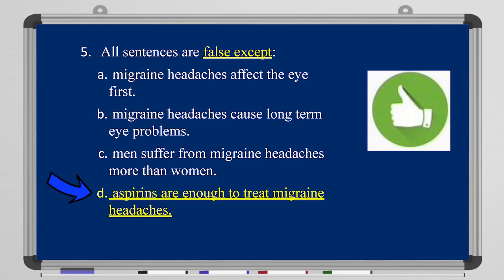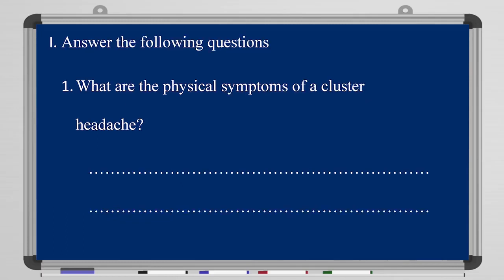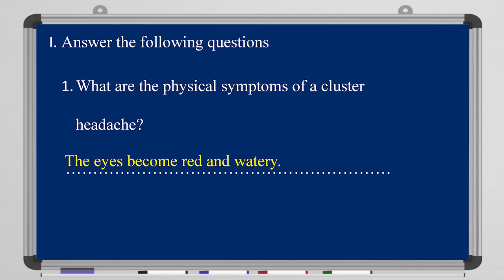It's D, very good. Aspirins are enough to treat migraine headaches. Let's look at the productive questions. So for example, number one, what are the physical symptoms of a cluster headache? So you need to go back to a cluster headache and see what are the physical symptoms. What happens to a person physically when they have a cluster headache? You will find that the answer says the eyes become red and watery.